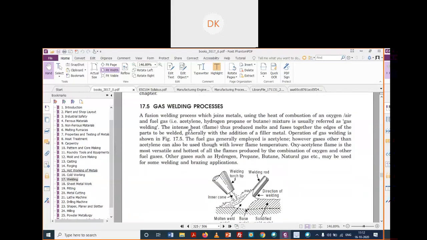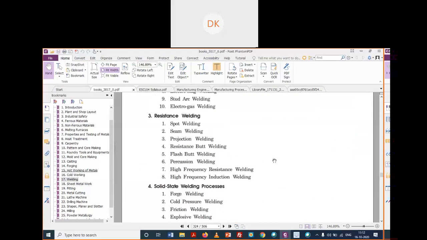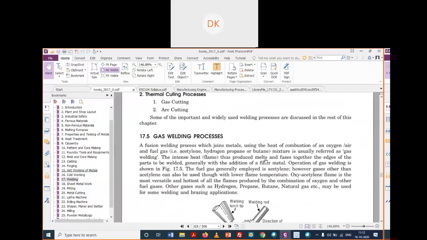So this is the gas welding process, a kind of fusion welding. So you have understood what fusion welding is. The material is melted by using the heat of combustion of oxygen or air and a fuel gas. Depending on the fuel gas, we can have oxyacetylene, oxyhydrogen or air acetylene. So depending upon the gases and the fuel, we have the name of the gas welding process.